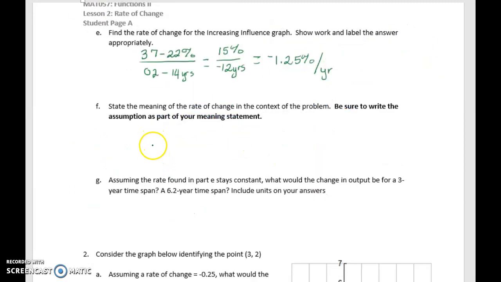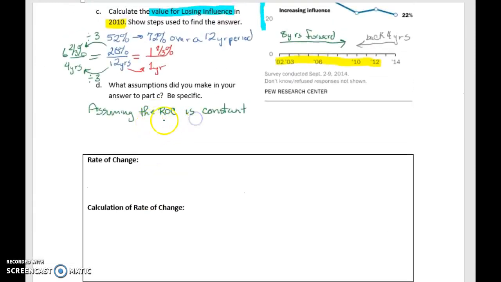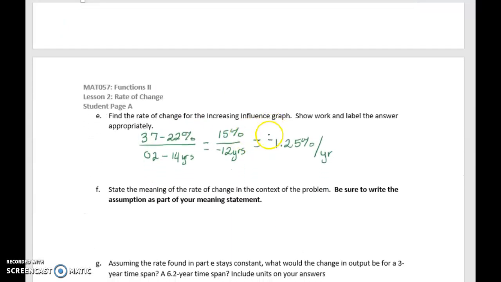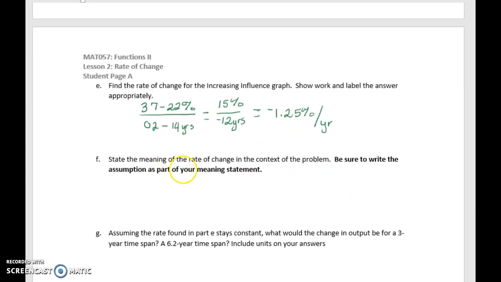In the last rate of change, we did indicate that our assumption was that the rate of change is constant. When you calculate it for the increase in influence, you should get this value. As you see, your graph is going downward, so the rate of change is negative. We want to state the meaning of this rate of change. We found it to be this value, and it's clearly labeled, so make sure that you're always labeling your work. When we label our answer, we're talking about the units of measurement, which is this piece right here. Now we want to state what this means.